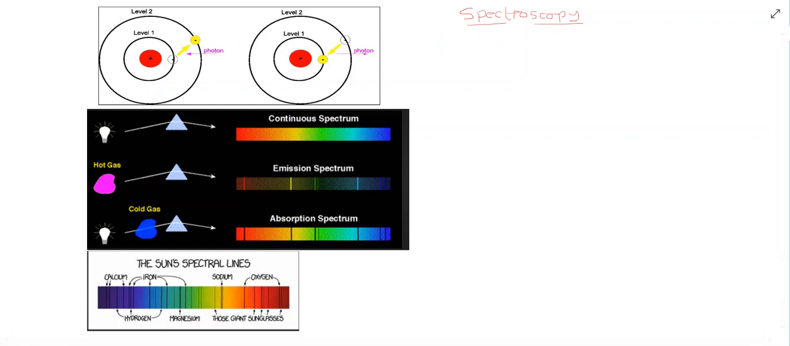So if we take an atom, this represents an atom. In the middle you have the nucleus, and then you have an electron in a space just outside the nucleus of the atom. When a photon or a wavelength of light strikes an atom, if that photon has just the right amount of energy, it'll cause the electron to move up into a higher energy level.